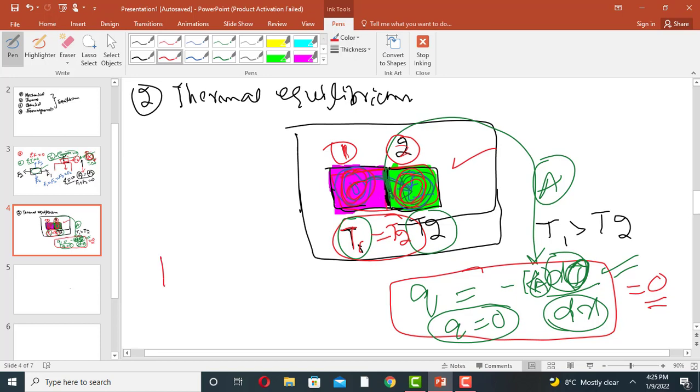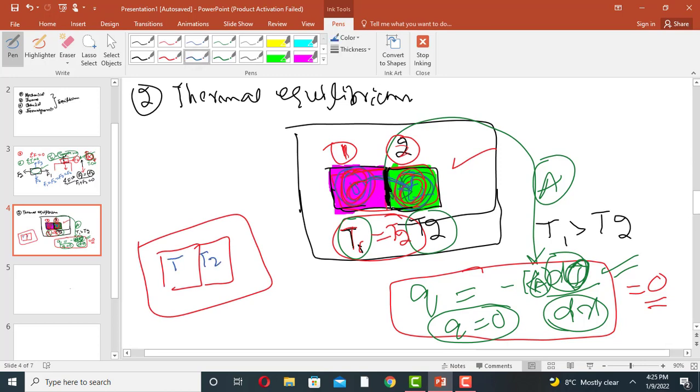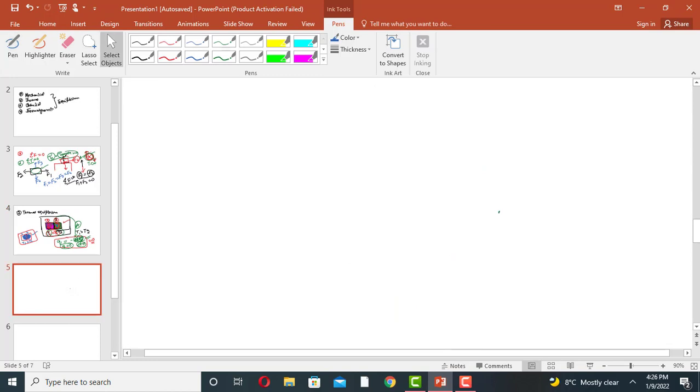So simply, this was body 1, this was body 2. These were isolated from the surroundings. The temperature of body 1 was T1, this was T2. The heat was transferring from this body to this body. After a certain time, when the temperature of this body is equal to the temperature of this body, then we say that these two bodies are in thermal equilibrium with each other. So this is the thermal equilibrium.